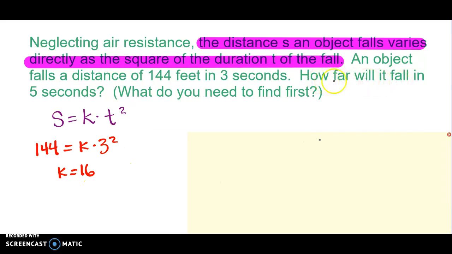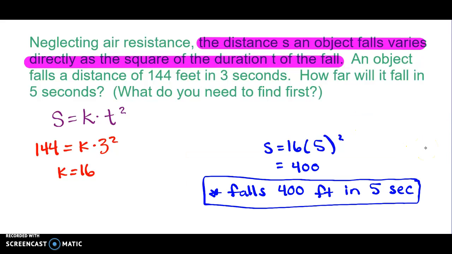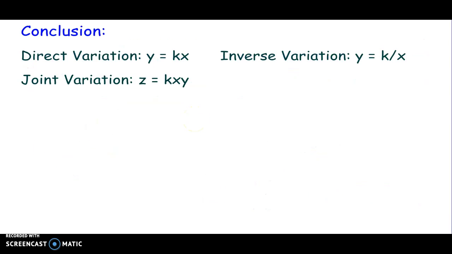So now I really want to answer the actual question. How far will it fall in 5 seconds? So if I replace k with 16, and I know that I want to know in 5 seconds, 5 squared, we get our final answer of 400, so it falls 400 feet in 5 seconds. And yes, I did use a calligraphy pen, so that's why this looks cooler. I should do that more often. Okay, just a conclusion. Direct variation, y equals k times x. Inverse variation, y equals k over x. Joint variation, z equals kxy. Boom.